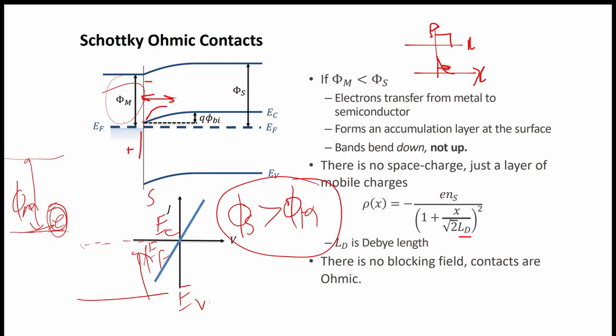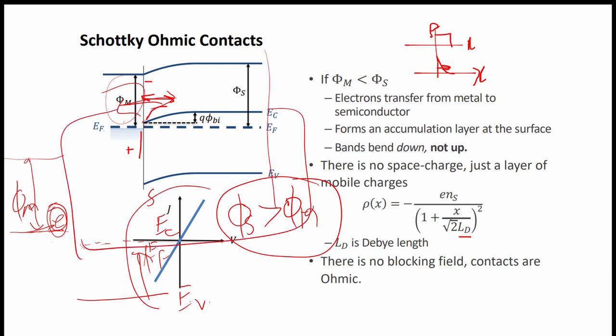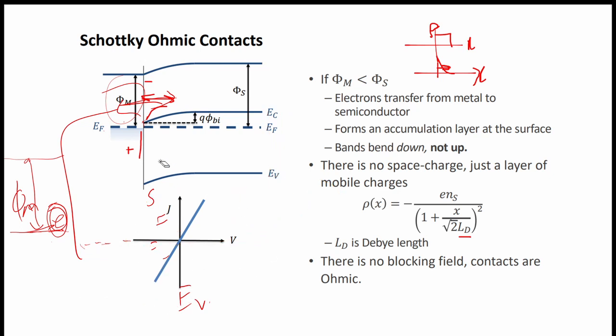So electrons can move easily back and forth at the junction. When we apply a potential, the IV curve will show that there is no barrier. So electrons can flow in this direction and also in this direction, so the current can flow either way. There will be no barrier at this junction.